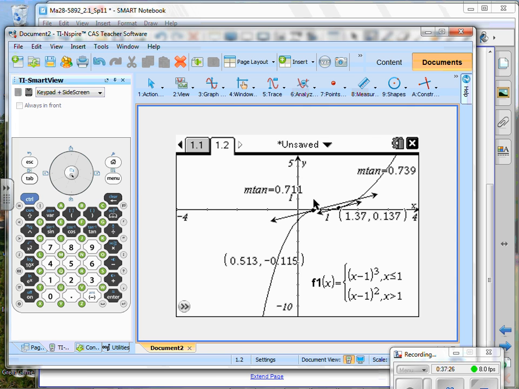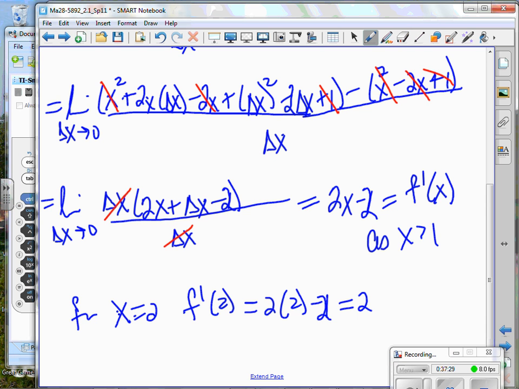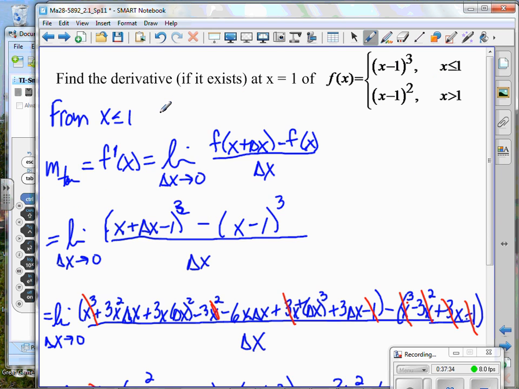Okay, so let's go back to our work here. The question was, does that derivative exist? And if so, what is the derivative? Well, the derivative actually could be either one of these equations, but I would more likely have it be this one because it includes the value 1. It doesn't include the value 1 down here. But the derivative does exist. And in fact, what is the numerical value? What is the slope of the tangent at 1?